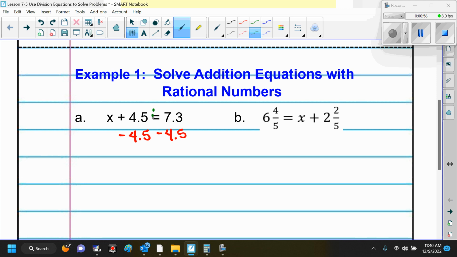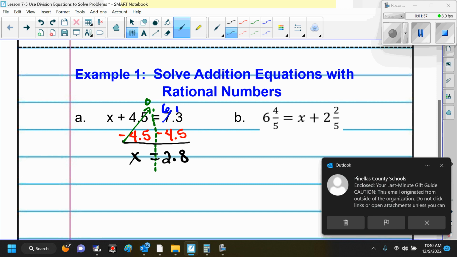Keep in mind, here is the balance point for our seesaw. And of course, this is 4.5, this is a number and its opposite, and that is equal to 0. So x plus 0 is equal to x, and then on the other side, we do the subtraction. So I'm going to have to do some borrowing here. Borrow from the 7, that gives me 6, and then 13 minus 5 is 8. And 6 minus 4 is 2. Don't forget to bring down your decimal.